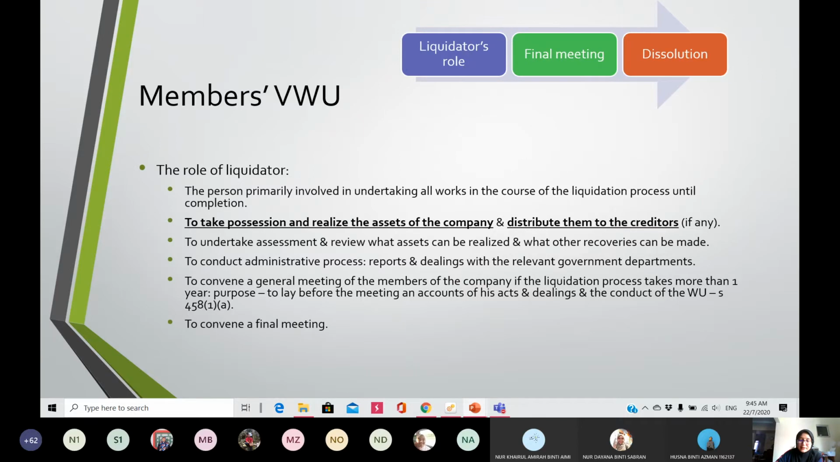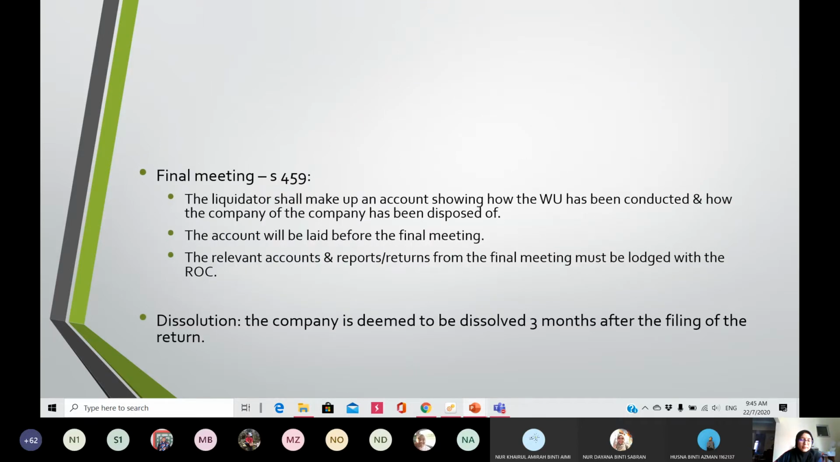This is actually the process of the liquidation itself. Okay. When all the process has been made, the final meeting is important, as provided by section 459. It says the liquidator shall make up an account. So it means he has to prepare an account showing how the winding up has been conducted and how the assets of the company have been disposed of. And then the account will be laid before the final meeting. So that means he calls the creditors, the members of the company, the contributors of the company, in order to report the whole process.